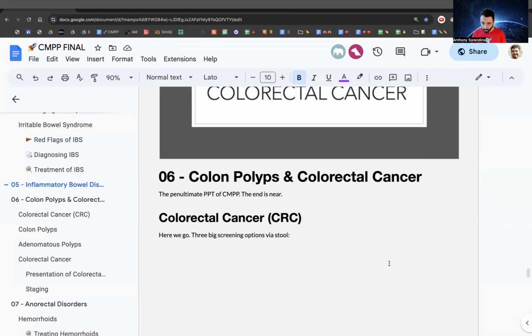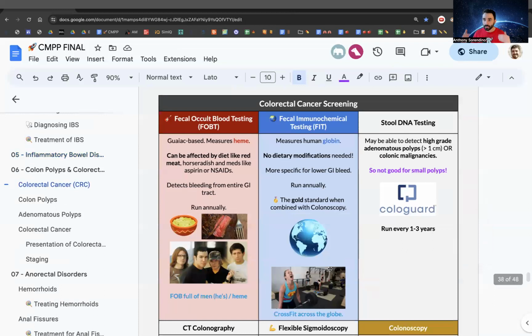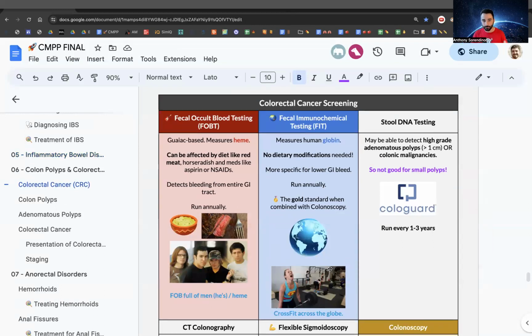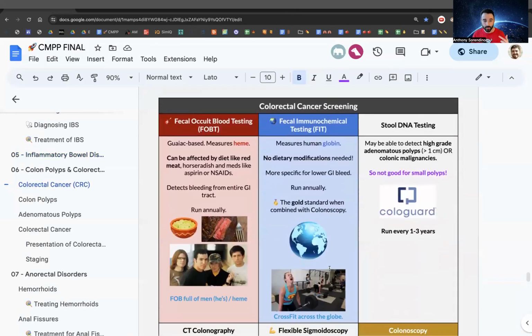All right, let's talk about colon polyps and colorectal cancer. We are almost done, I promise. Okay, colorectal cancer screening, a couple of different options. Fecal occult blood test. This is guaiac based. It measures heme. That's why I have it red here. It can be affected by diet, like red meat, horseradish, and even aspirin or NSAIDs. And it can detect bleeding from the entire GI tract, and you want to run this annually if you're looking for colorectal cancer. So that's an FOBT, a fecal occult blood test.